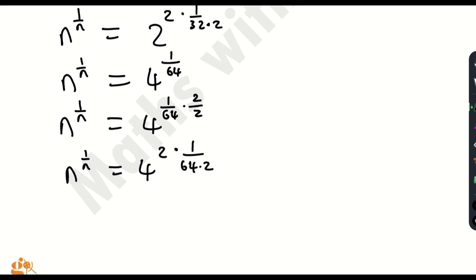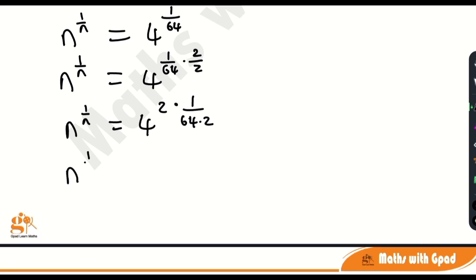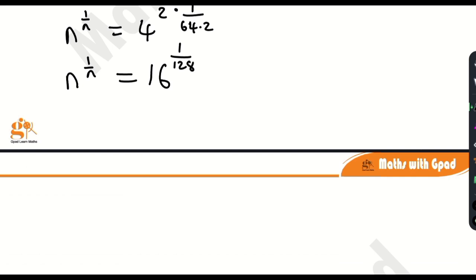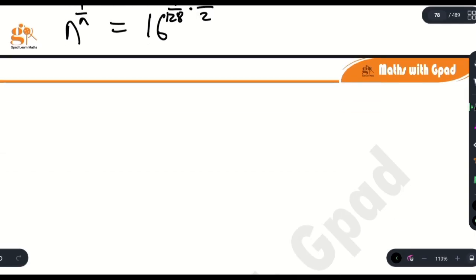Okay? All right. So that will be n raised to the power 1 over n is equal to, what is 4 raised to the power 2? That is 16. Then 1 over, what is 64 times 2? That's 128. We are still going to try one more time. Perhaps it might just work this time around. So again, do the same thing. n raised to the power 1 over n is equal to 16 raised to the power of 1 over 128 times 2 over 2. So let's repeat the same process.